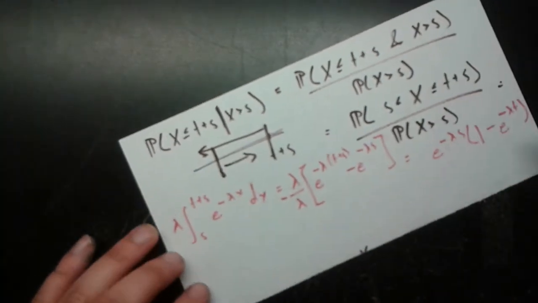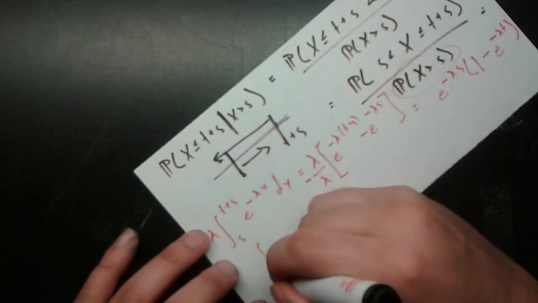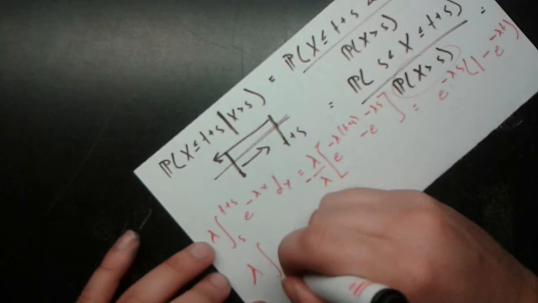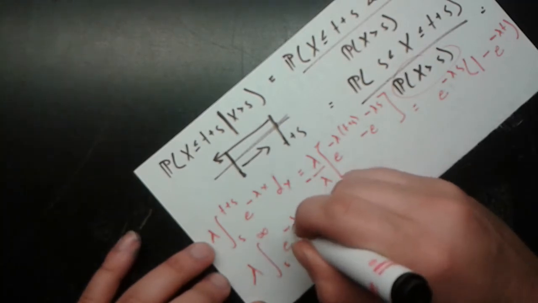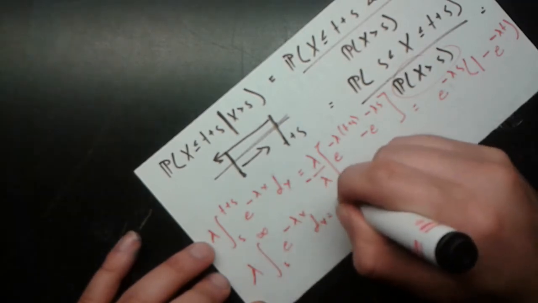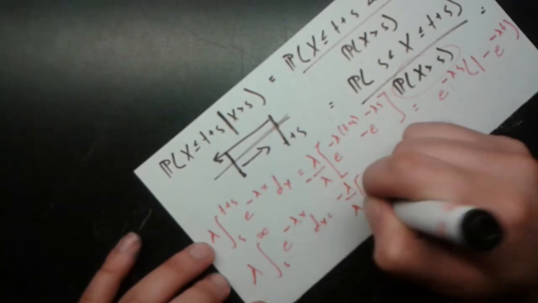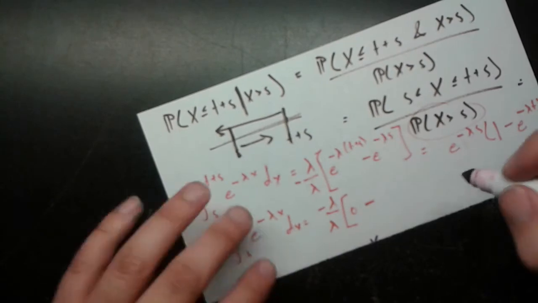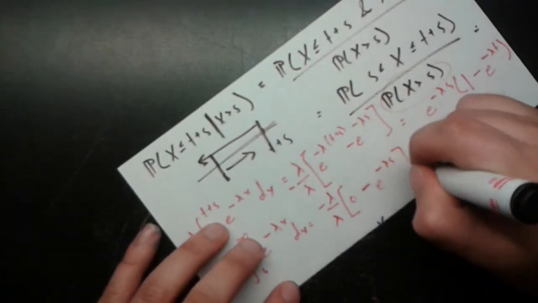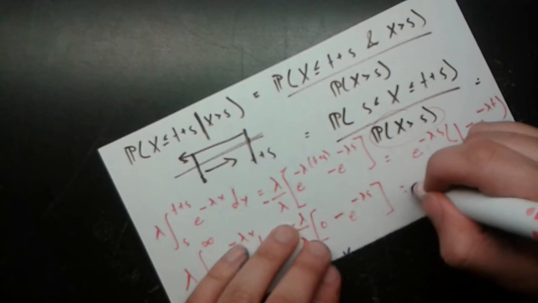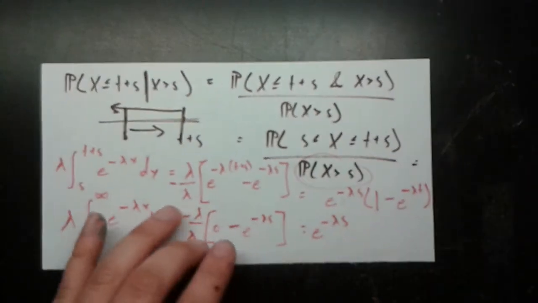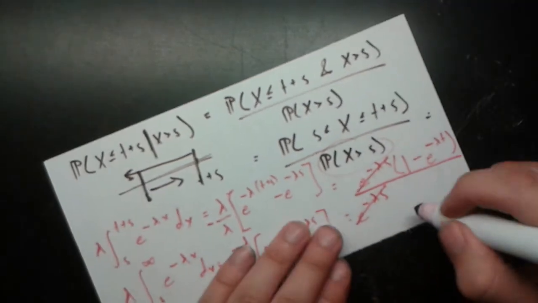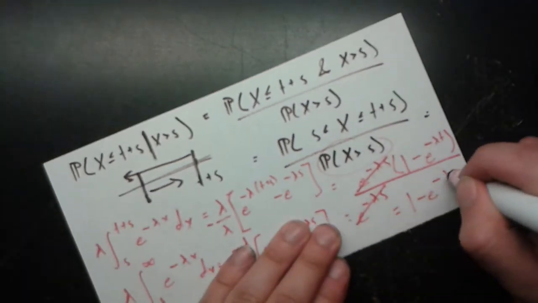And now the bottom. Again, bring the lambda over here. This is greater than s, so it's the integral from s to infinity of e to the negative lambda x dx. This is just negative lambda over lambda again, so e to the negative infinity is 0, minus e to the negative lambda s. We have a negative here, so we just get e to the negative lambda s. So what we want is this divided by this. This nicely cancels, and we get 1 minus e to the negative lambda t.